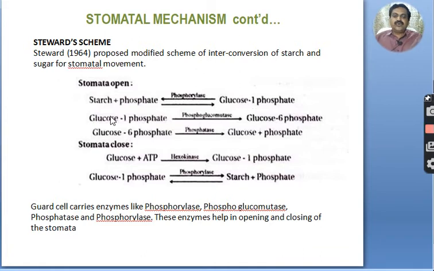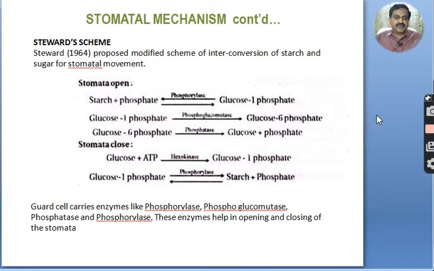See, the glucose 1 phosphate, here an isomerization reaction takes place, where the phosphate group, which is on the first carbon atom of glucose, gets altered and attaches to the 6th carbon atom. Hence, glucose 1 phosphate becomes glucose 6 phosphate.